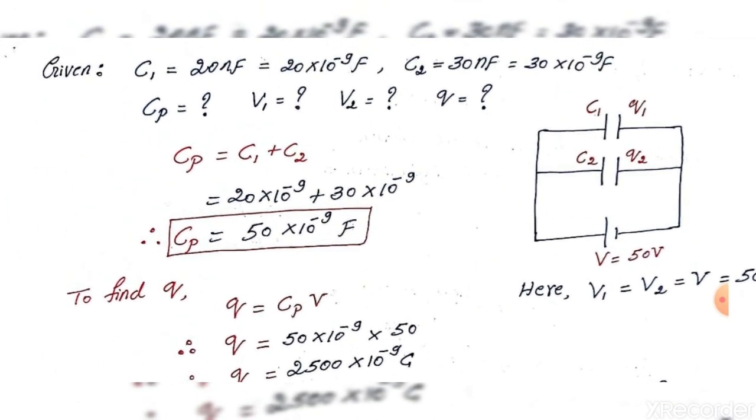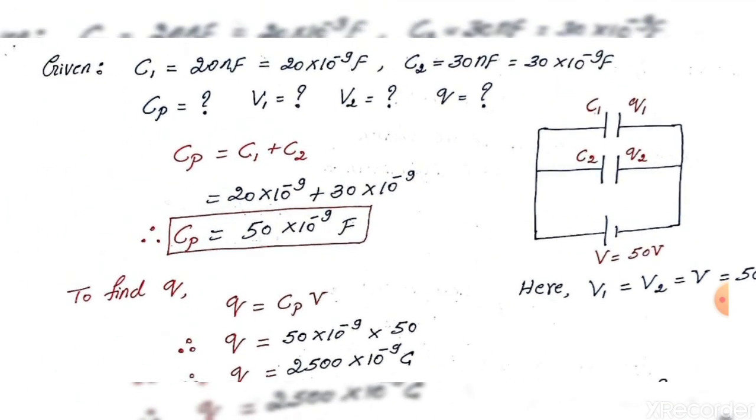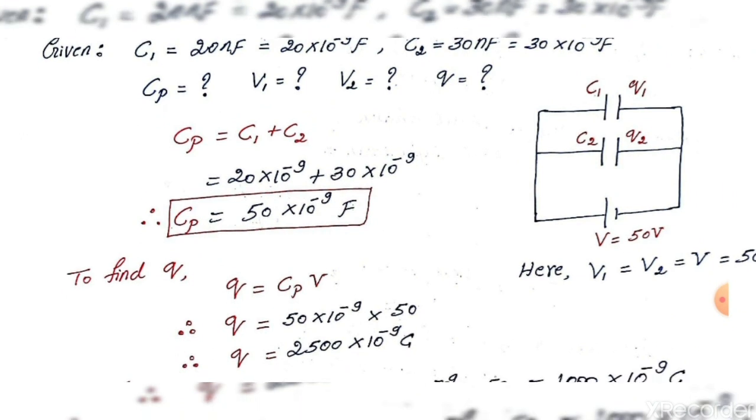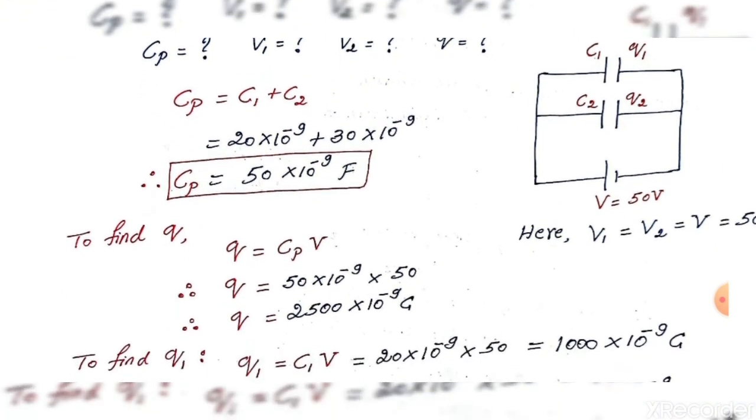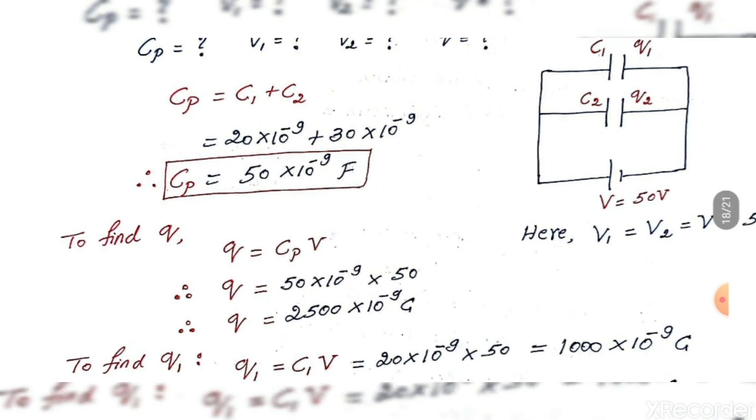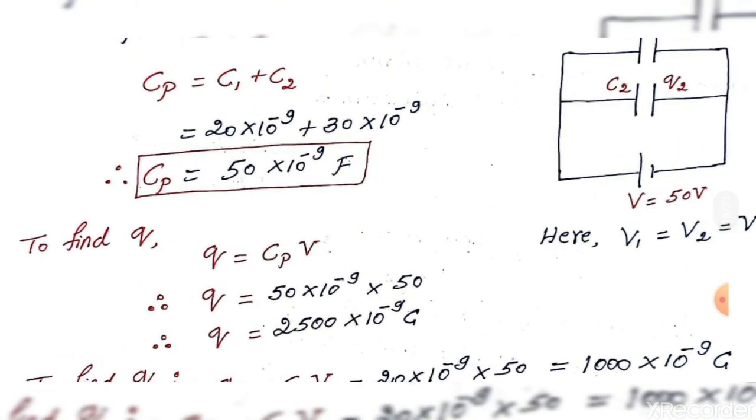Since it is in parallel, first find out the effective capacitance. That formula is Cp is equal to C1 plus C2. Simply addition of the two values, add it, Cp you will get, and then find out the total charge Q. That is Q is equal to CpV. Substitute the Cp value and substitute the V value, you will get the total charge.